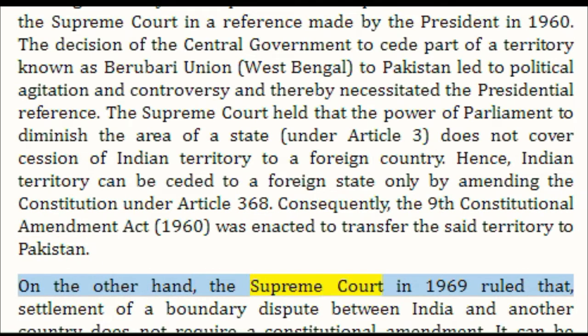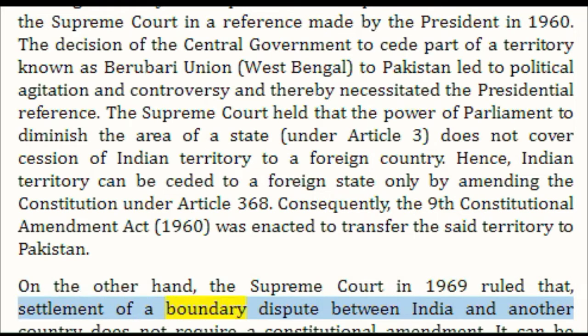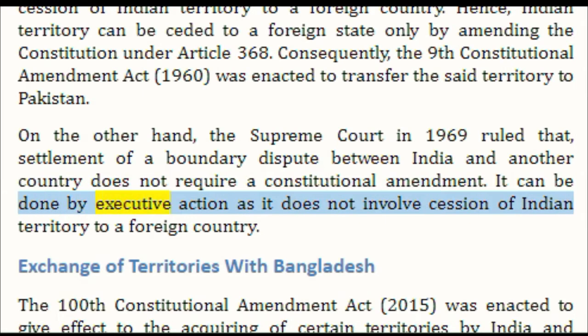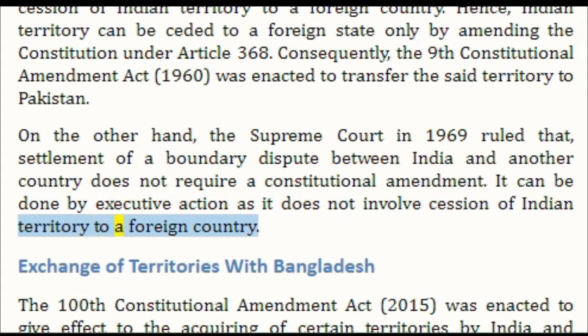On the other hand, the Supreme Court in 1969 ruled that settlement of a boundary dispute between India and another country does not require a constitutional amendment. It can be done by executive action, as it does not involve cession of Indian territory to a foreign country.